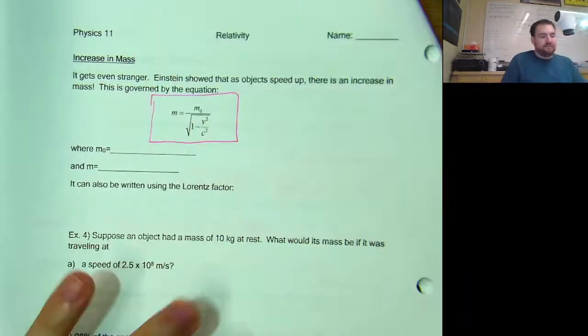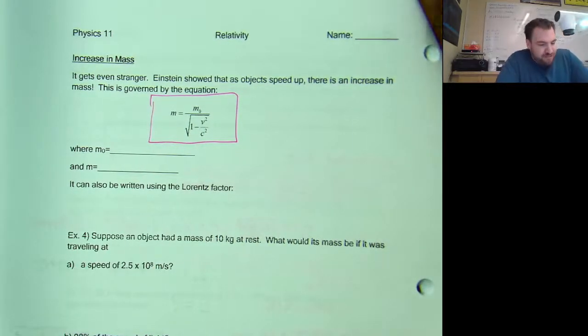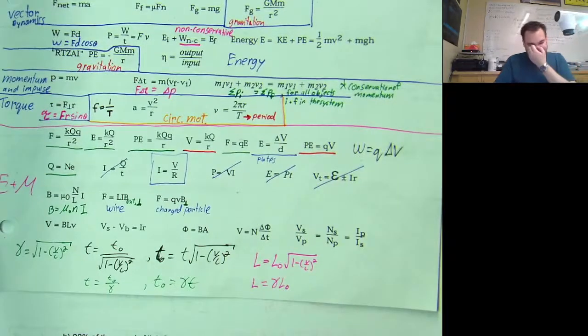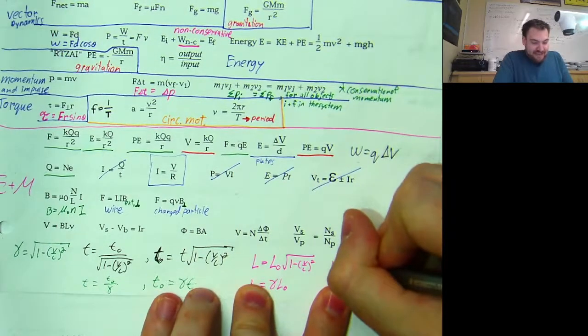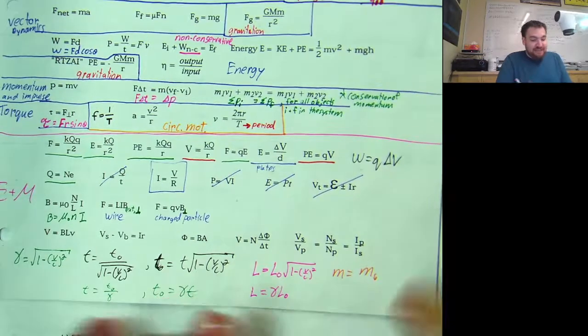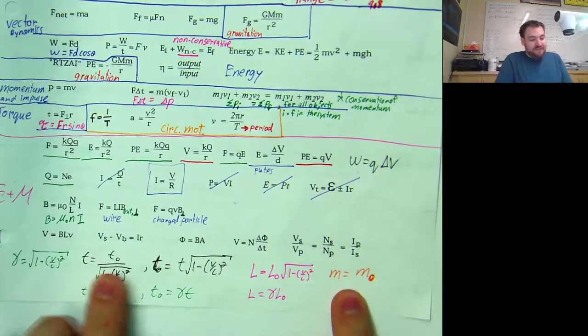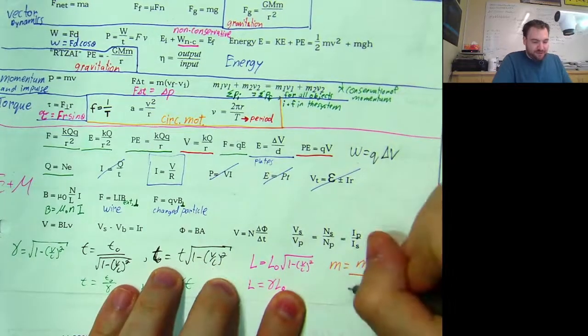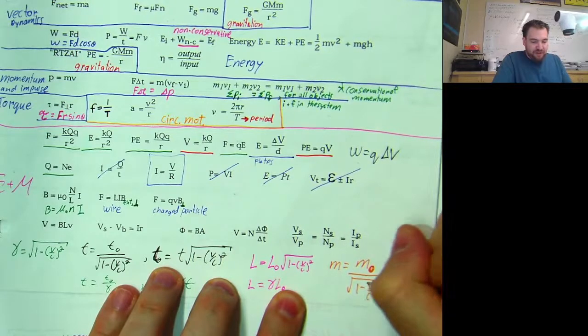Things get wild. Einstein has also shown that as objects speed up, there is an increase in mass governed by this equation: M equals m0 over the square root of 1 minus v over c, all squared. We're going to write that down on our formula sheet. It's not exactly the same thing as the last two, but it's a similar layout, like the time one.